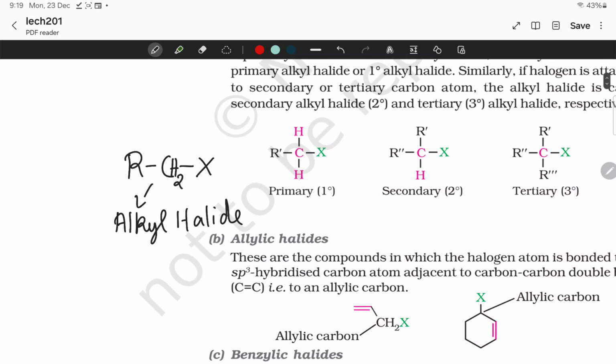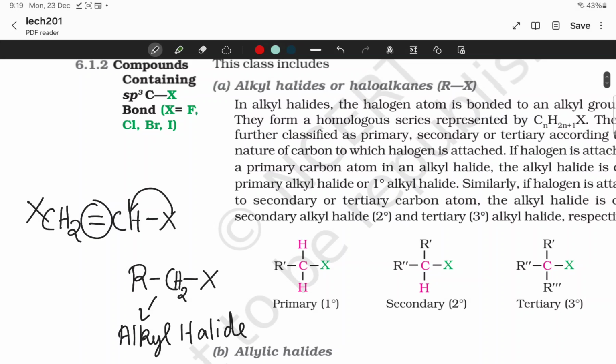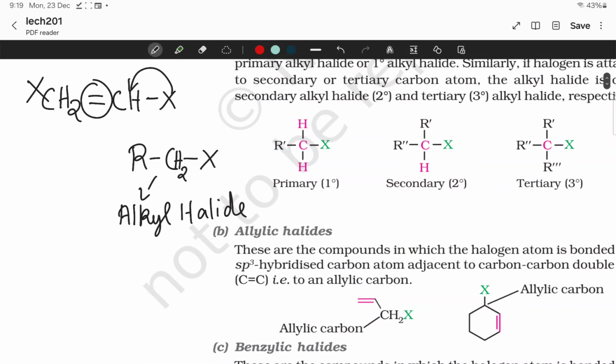So there is a question from my side. What is this compound? Is this compound an alkyl halide? No, this is not an alkyl halide, because a double bond is here. It can't be an alkyl halide. If X is attached to a double bonded carbon or sp2 hybridized carbon, it's not called an alkyl halide. Now, is this an alkyl halide?